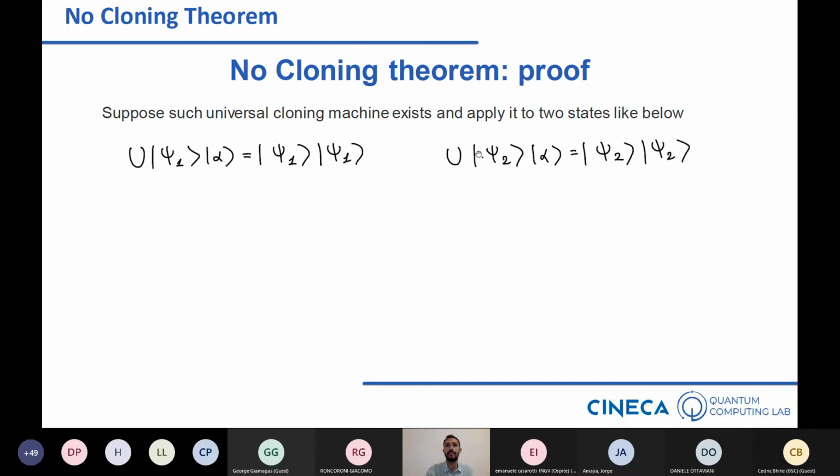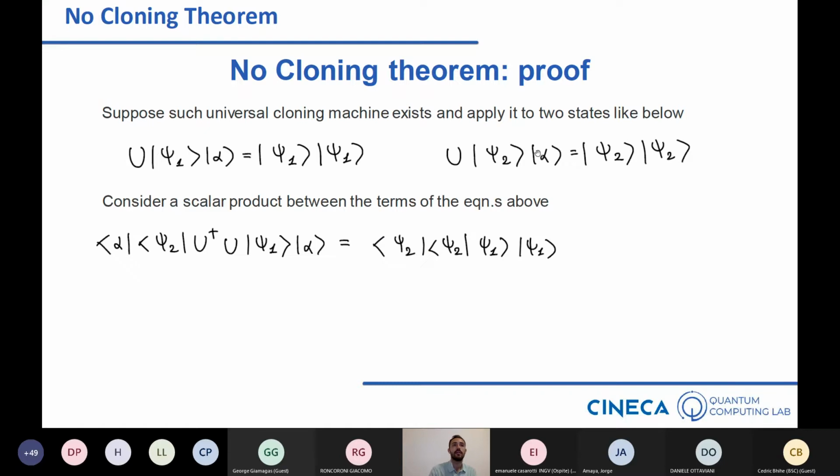And we apply the U in order to get a copy of psi2. Let's go on and consider now the scalar product between the terms of the equations. Which means we consider the scalar product of this term with this term on the same side, and the scalar product of this term with this on the same side. Scalar product means you are complex conjugating and transposing this part, so you are doing the adjoint of this part.